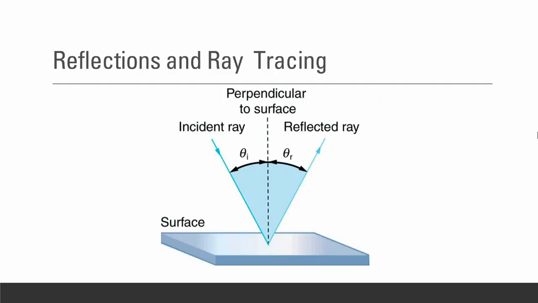So in the case of this flat mirror, you have an incident ray coming in, and then you have a reflected ray coming out, and the angle is going to be the same for the incident ray and for the reflected ray. So you draw a dotted line perpendicular to your surface, and then whatever angle you measure for your incident ray will be the same angle for your reflected ray.